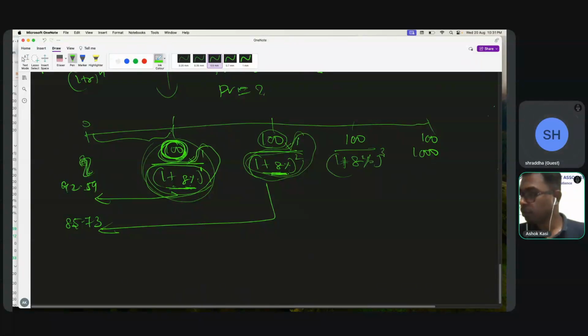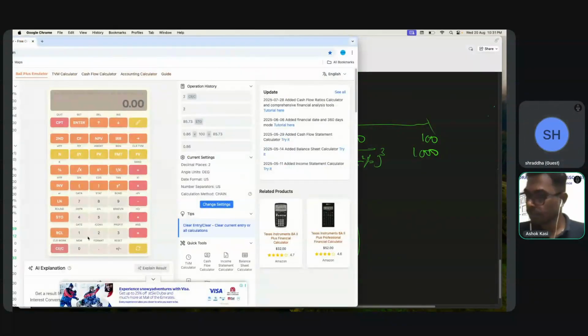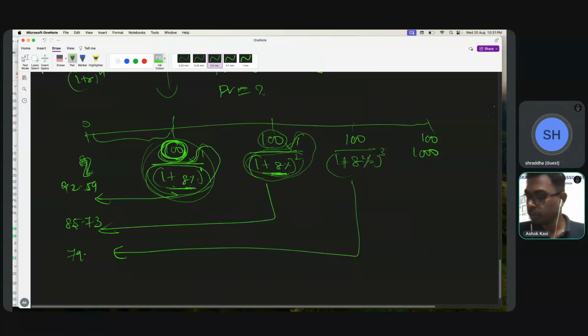Same way, this one. So 8% plus 1, raised to 3, equal to, inverse, into 100. 79.38. I'll keep it in store 3.